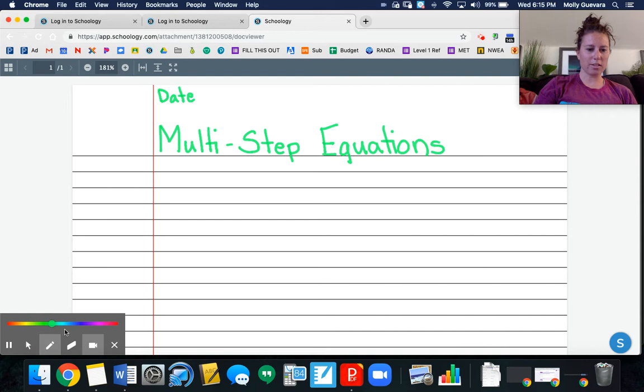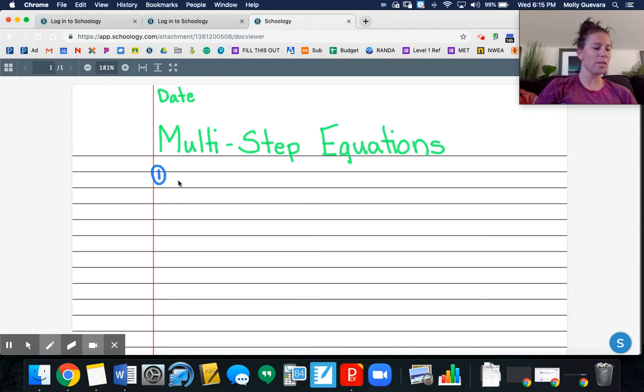And I'm going to change this color because this color is awful. So let's go to a darker blue. Okay, so lucky for us, on multi-step equations, really there's only a couple steps. So we're gonna just list the steps today.